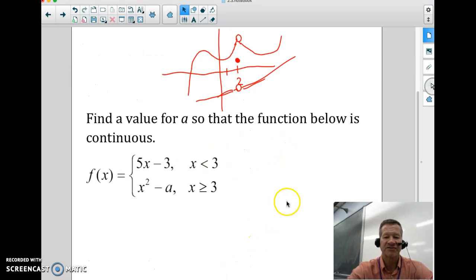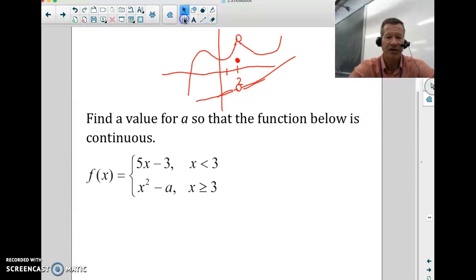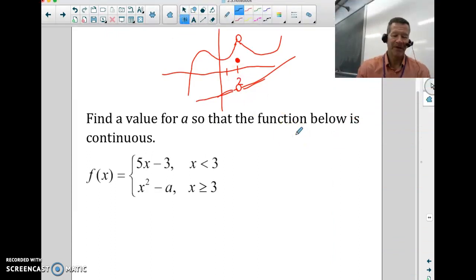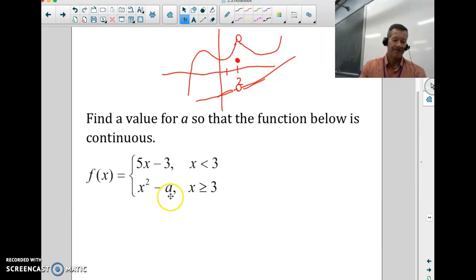Here we go. Last one. Find the value of a so that the function below is continuous. Well, again, I've got 2 pieces to this function. One is a line, which is going to be continuous everywhere, and the other is a parabola, which, you guessed it, is going to be continuous everywhere. It's just a parabola that's moved down a units, I guess. So now, the only place that we even have to worry about it not being continuous would be where the 2 graphs meet each other, which would be at 3.